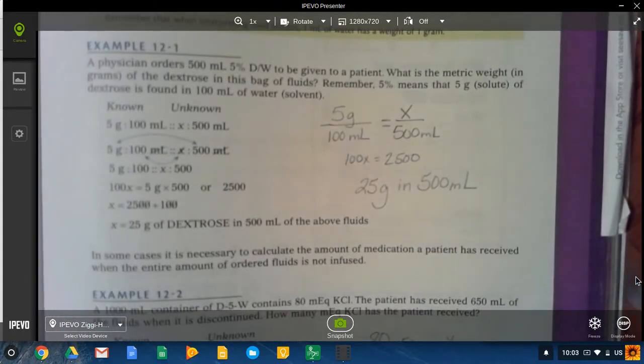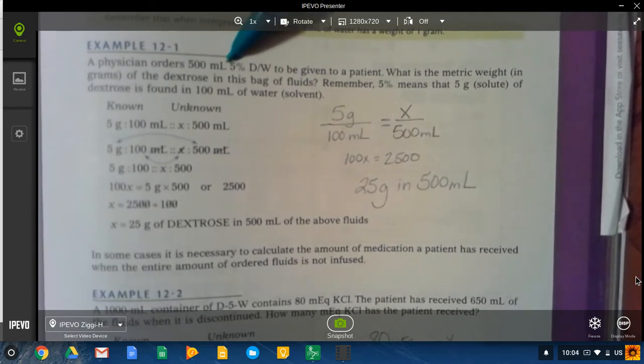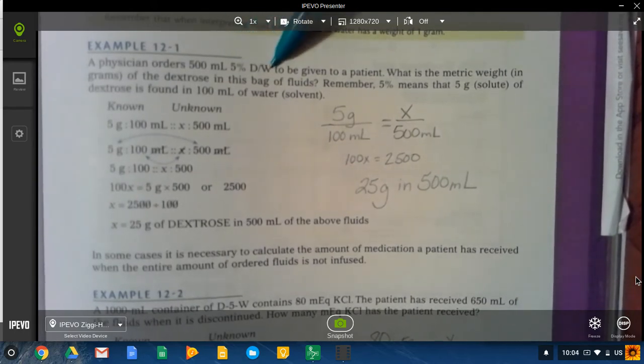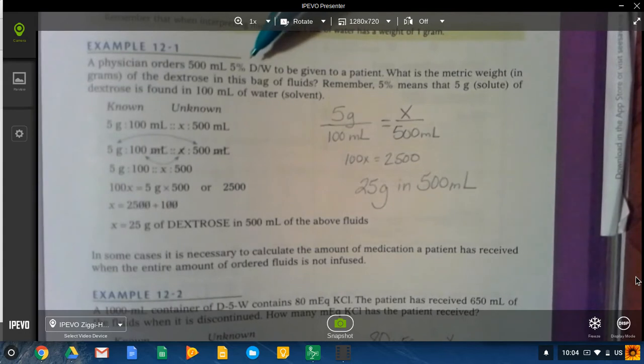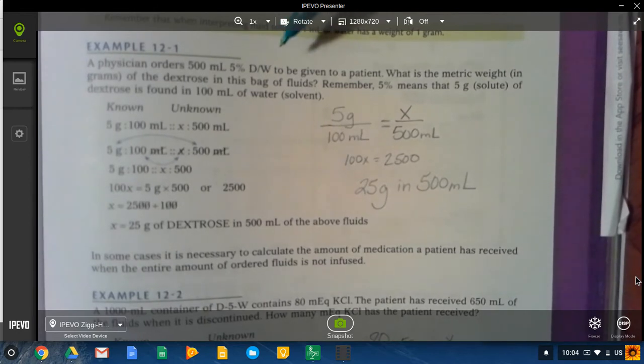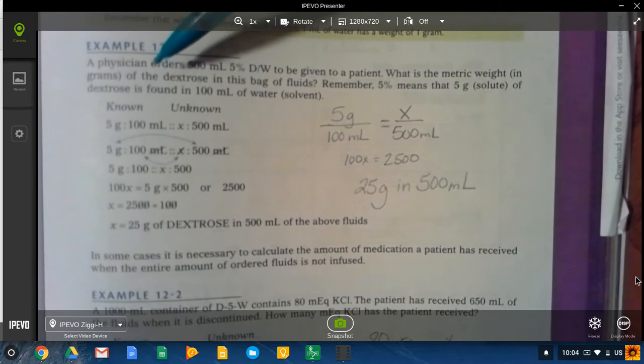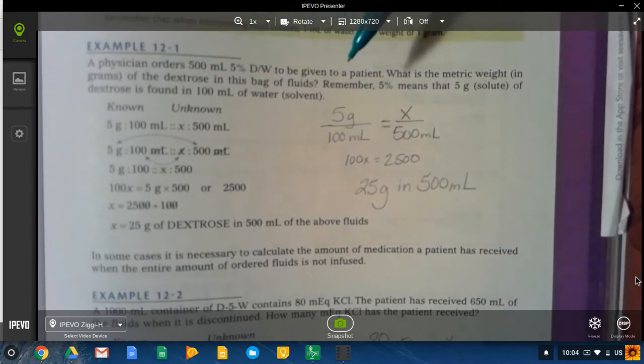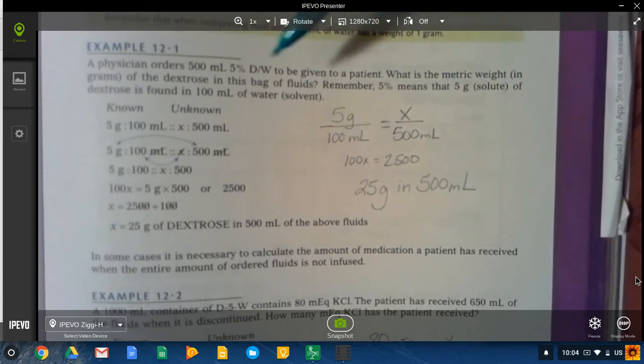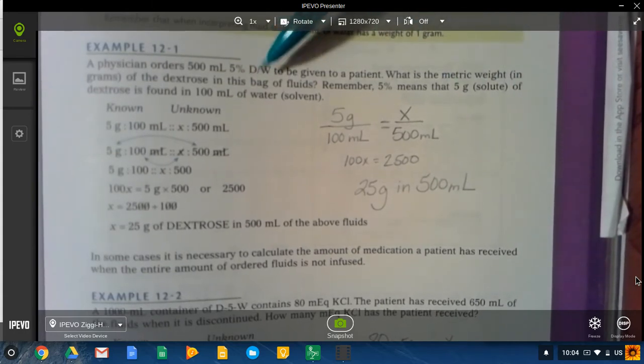Your physician orders 500 milliliters of 5% DW, and 5% DW is dextrose 5% in water, to be given to a patient. What's the metric strength in grams of the dextrose in this bag of fluids? So it's reminding you here that 5% is 5 grams of solute, of dextrose, is found in 100 milliliters of water. So that's what you know.